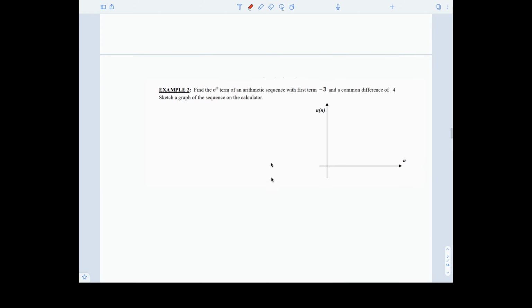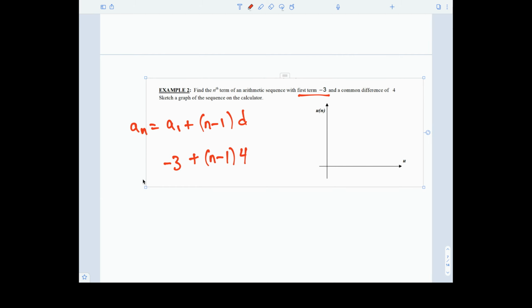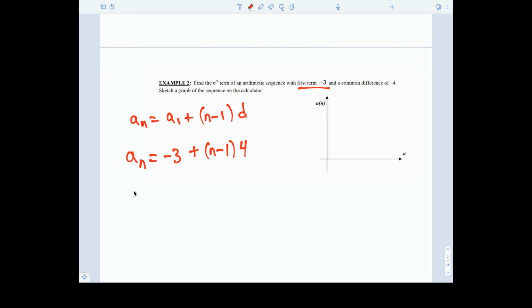So let's look at this example. The formula again is a sub n equals a1 plus n minus 1 times d. And it says I'm not going to sketch it; it's going to be a line. The first term is -3, so that means a1 is -3, plus the common difference, which is 4. Now we're going to sketch. So the sequence becomes a sub n equals -3 plus n minus 1 times 4.